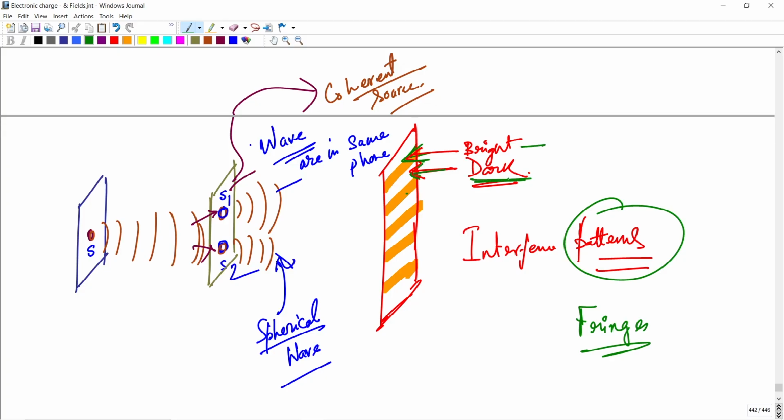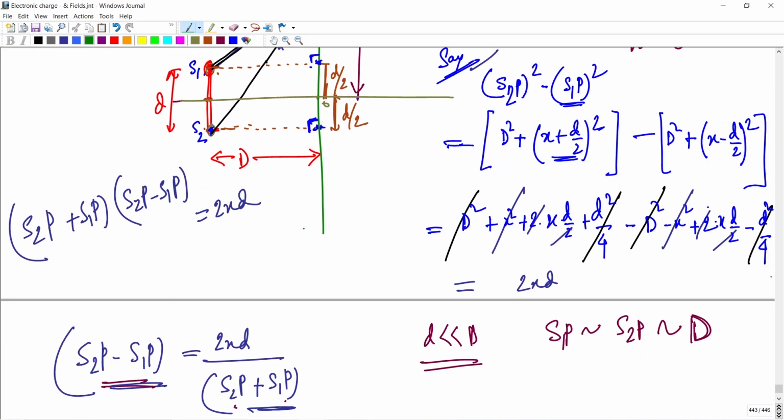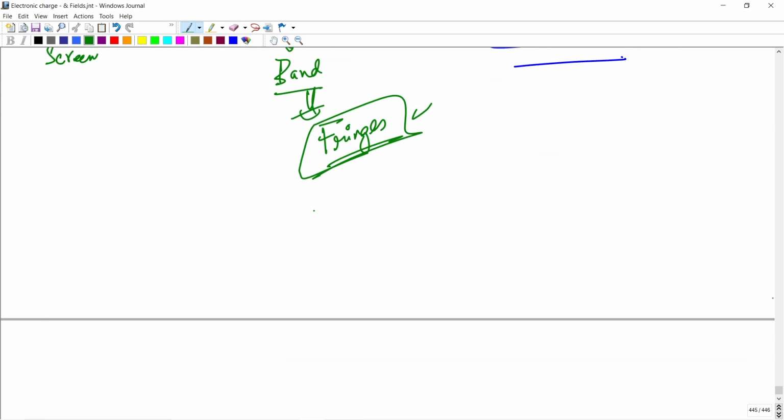Okay, clear what is fringes, what is interference, and what is Young's experiment. The double slit experiment means two pinholes here. Now we discuss another important concept, diffraction. That's a very important concept. Discuss diffraction.